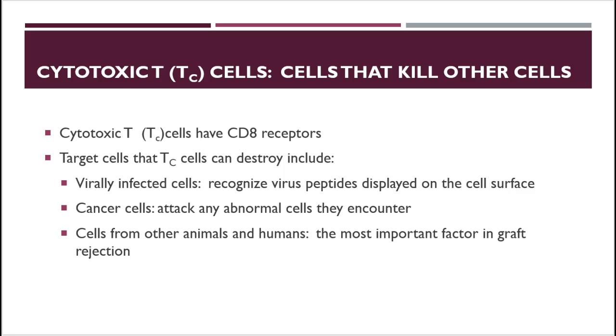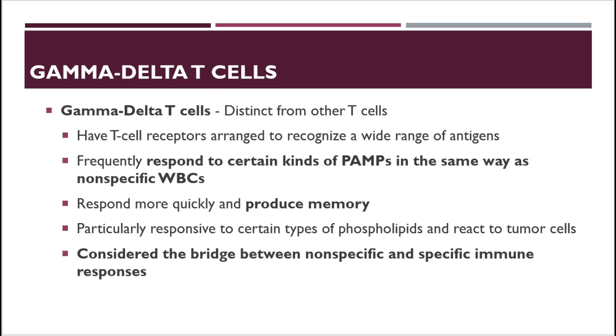So we also have our cytotoxic cells that kill other cells. These cells have CD8 receptors, and they can destroy a number of cells, including those that are infected by viruses. They can attack abnormal self cells like cancer cells. They also attack cells from other animals and humans. So these are the cells that are responsible for organ rejections and issues with tissue grafts.